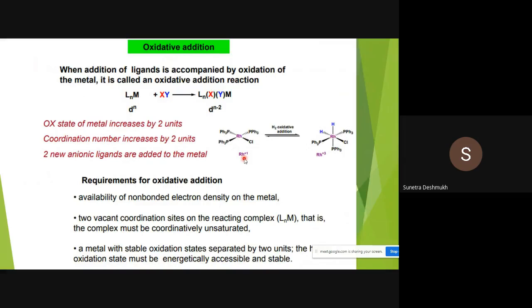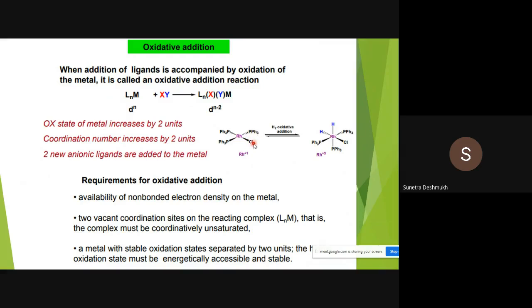Maybe you have studied Wilkinson's catalyst in MSc first year. That also includes the same mechanism, oxidative addition as well as reductive elimination. These are the ligands, PPh3, PPh3, PPh3, chlorine, which are attached to the central metal atom. When addition of ligands is accompanied by oxidation of the metal, it is called an oxidative addition reaction.